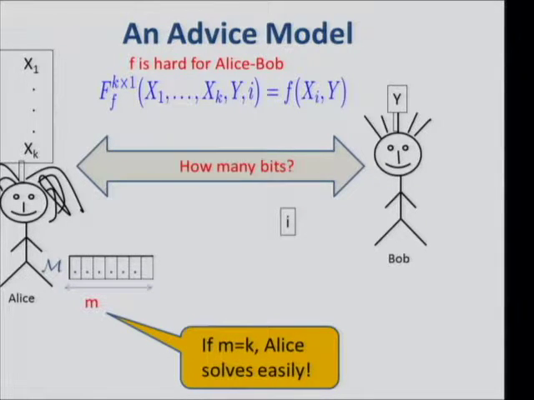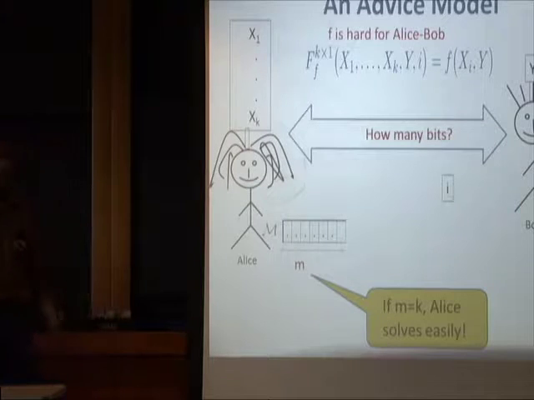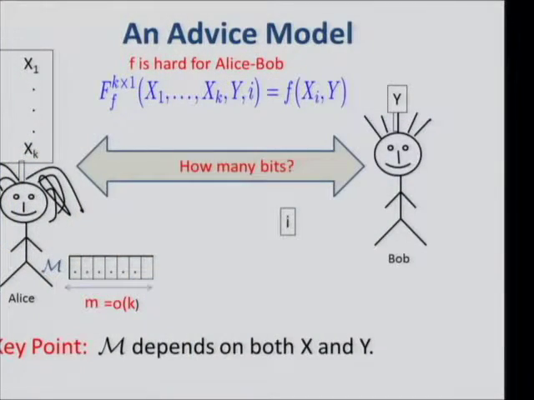For instance, if Charlie gives k bits of advice, then the game is easy, because Charlie doesn't know I, but can pre-compute all the possible answers in a k-bit string, and then Alice will not need any communication even. She can just give the answer. So what we want is m to be much smaller than k. Okay, so m is little o of k, and with such a short advice, can Charlie help? That's the question. Now, the key point, which will become clear, is Charlie's advice crucially depends on both x and y. He has access to everything except I.